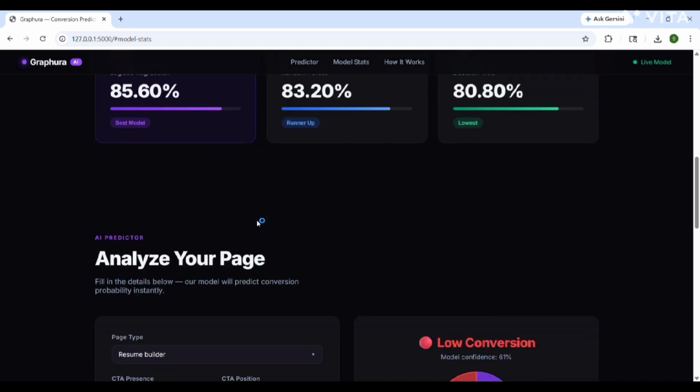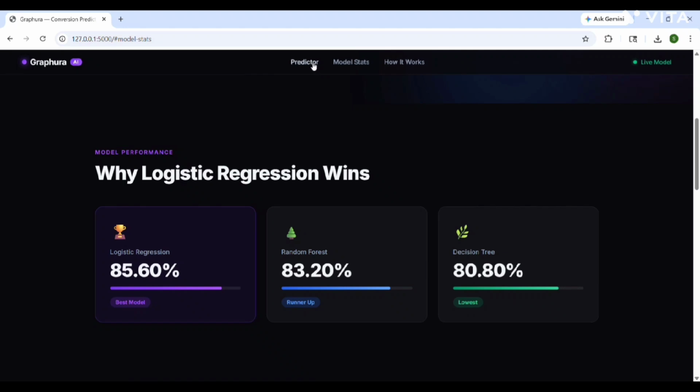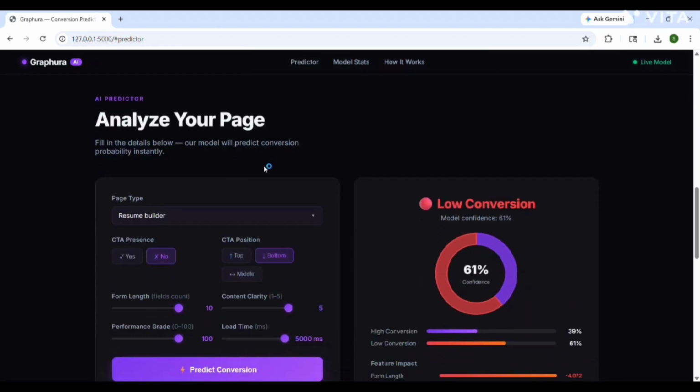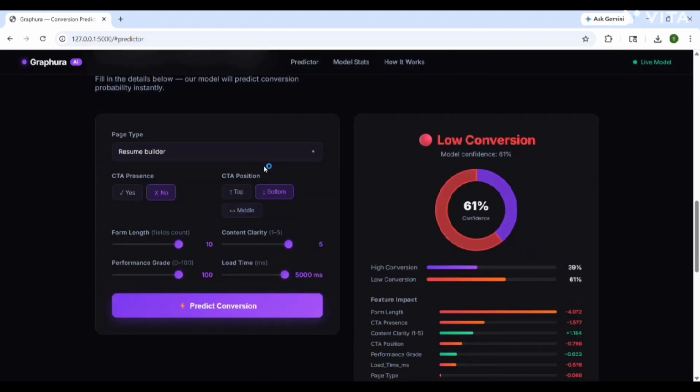Now if we see the predictor, if we analyze our page, we have different page types like the informational pages, internship and recruitment pages, forms, resume builder.